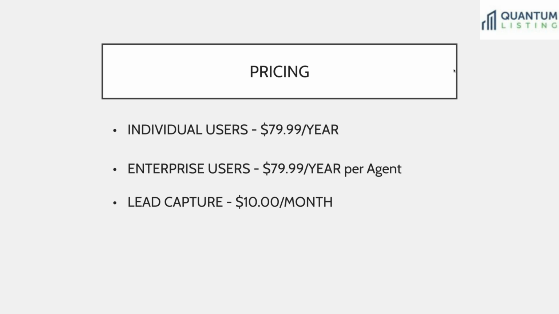So if you are not already a member and do not know what Quantum Listing costs, for an individual or enterprise user, it's $79 a year per person. If you are an individual user, you can take a quarterly subscription instead, or even a monthly subscription. If you're adding lead capture, that's $10 a month on top of that. Right now, it's set up so you're just paying one month at a time.